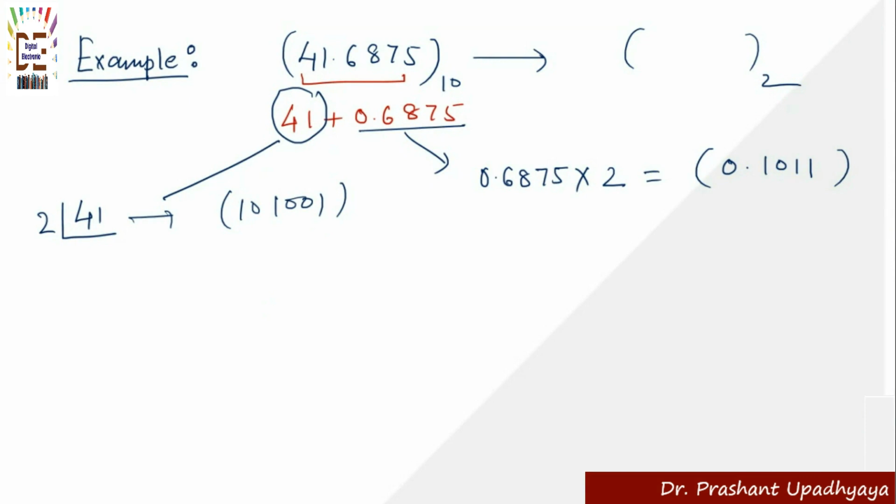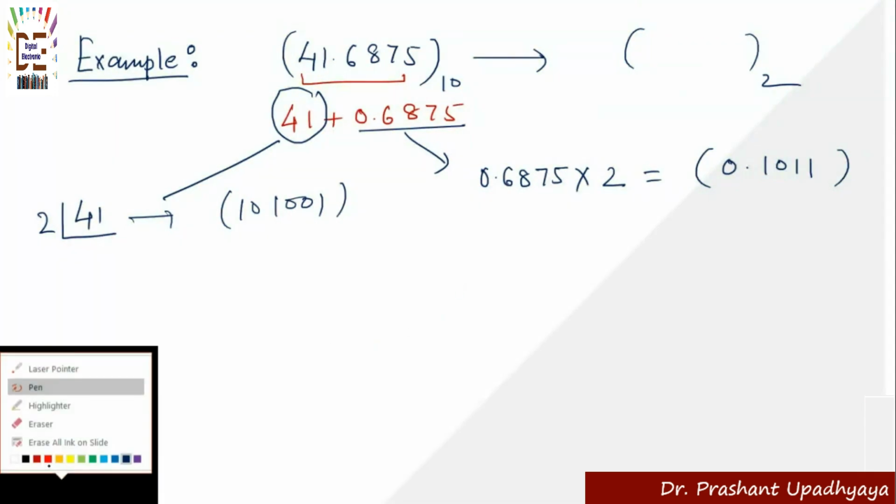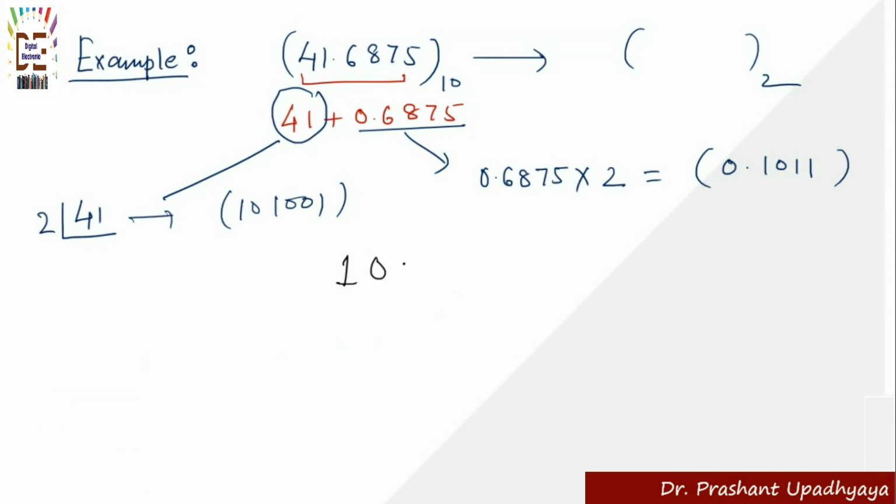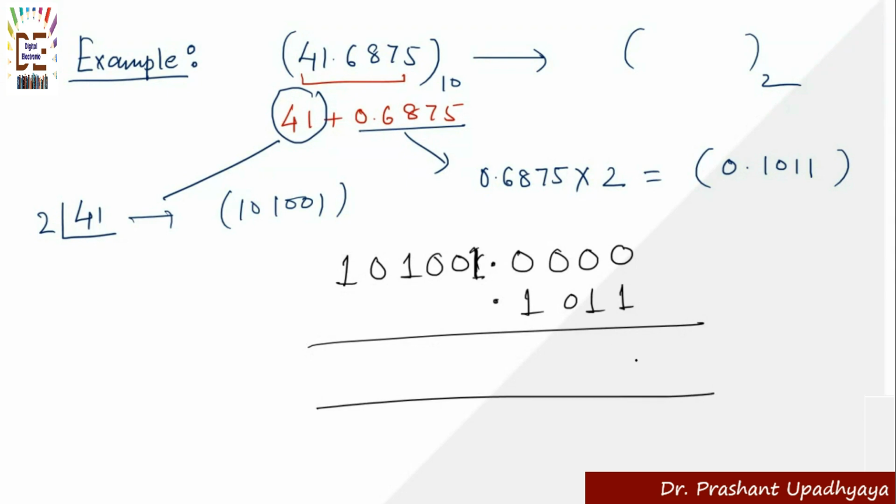So what do you have to do? As we have seen, we simply have to add them. How are we going to add it? We will write the number like this: 101001 point, let's say if I'm taking 4 digits, 0 0 0 0, and then 1 0 1 1. I'm doing a simple addition. So what will be my answer? 1 1 0 1 1 0 0 1 0 1.